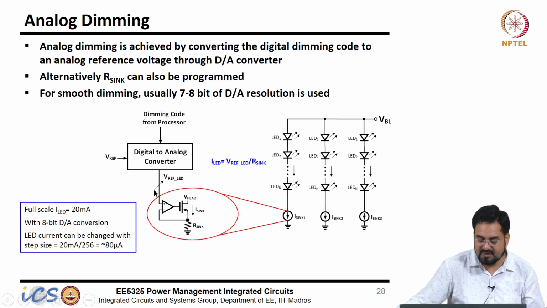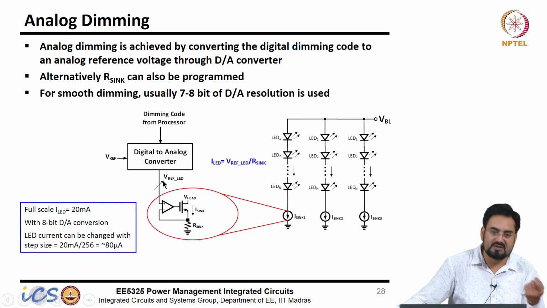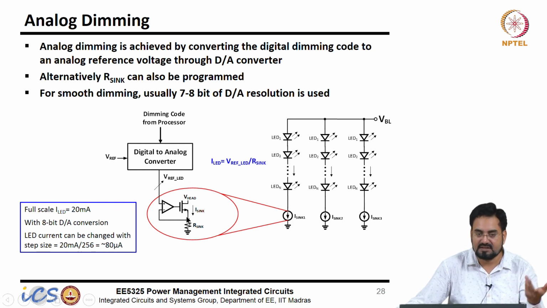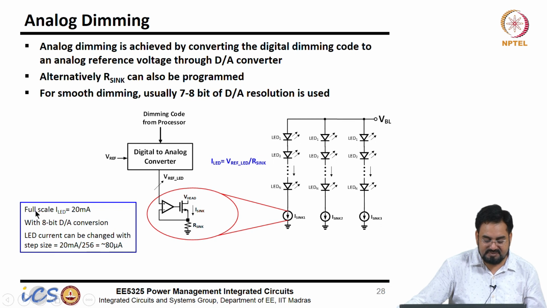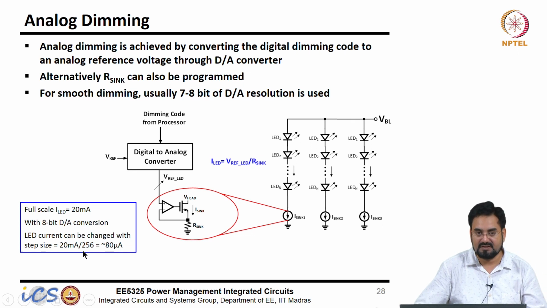When I am controlling Vref, I am controlling an analog voltage, so that is why we call it analog dimming. Let us say my full scale current is 20 milliamp and with 8 bit D2A conversion, the LED current can be changed with a step size of roughly 80 microamp.